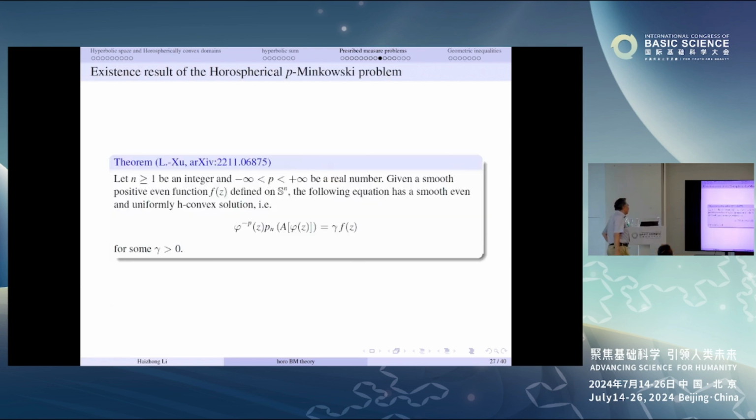The main result in this section: Botong Xu and I can prove some existence. Given p any real number, we can solve the equation. We can prove the following: the p-Minkowski problem is always solvable. Given a function fz, we can always get a solution of this equation for gamma.